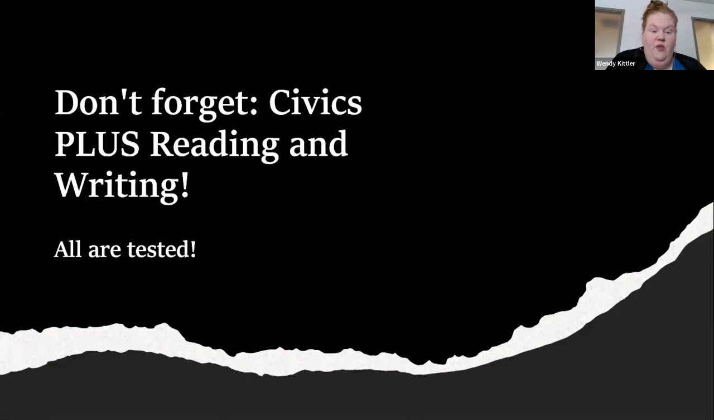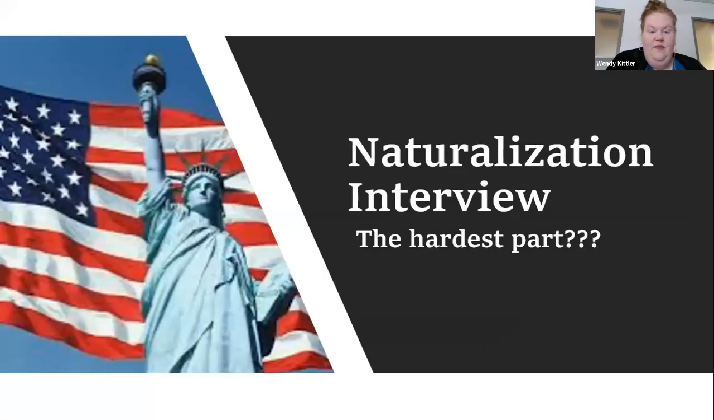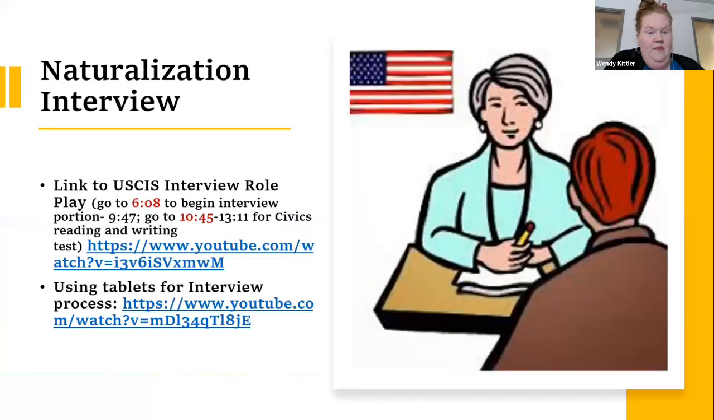So don't forget though, the civics plus the reading and writing, they're all tested together, all smushed together. So is the naturalization interview the hardest part? And again, we're back to that slide I told you that you'd see two of. So when you have time to review this, go back to the interview at 6 minutes and 8 seconds to look at the interview portion, and then the reading and writing in civics at 10 minutes and 45 seconds.